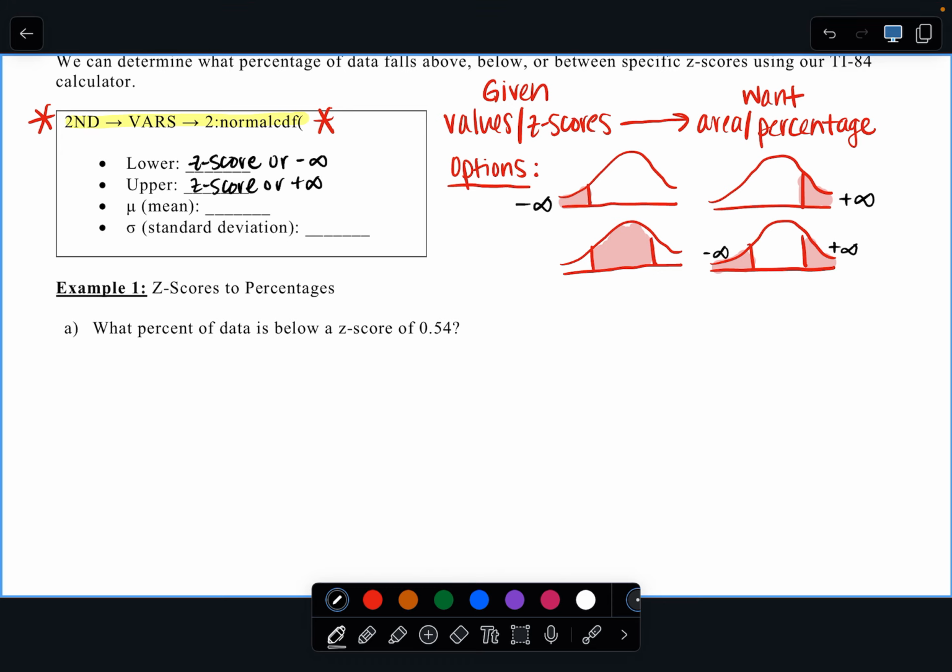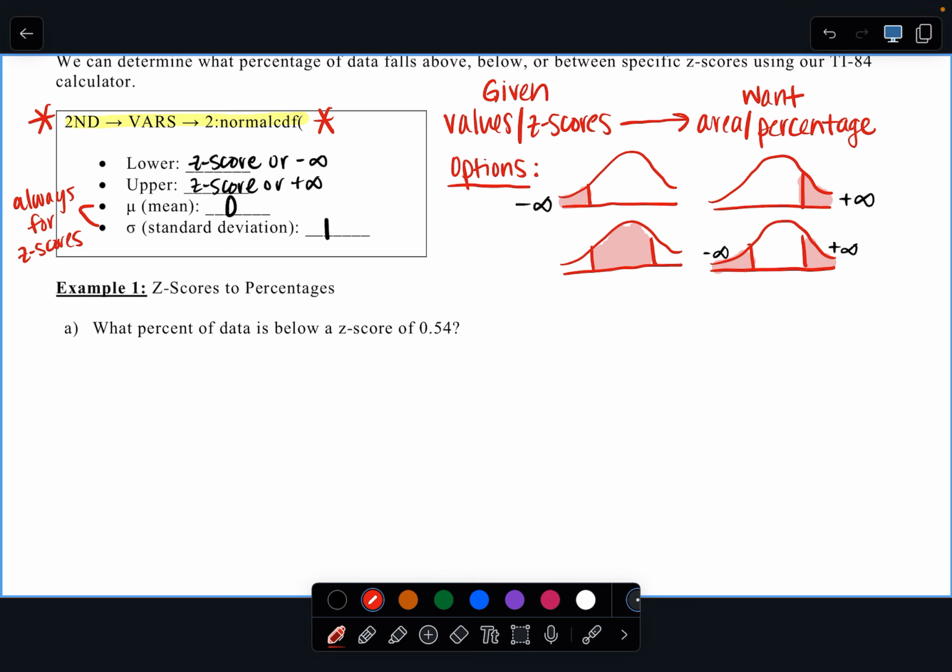So if they want above, then you're going to have a positive infinity as your upper bound, z-score as your lower bound. And you'll kind of see what that is once we attach it to some questions. In the case of z-scores, you're always going to use 0 and 1, and I'm just going to make a note, always for z-scores. There are some instances where we will change these values and we won't always use 0 and 1, but we'll talk about that once we get to it.